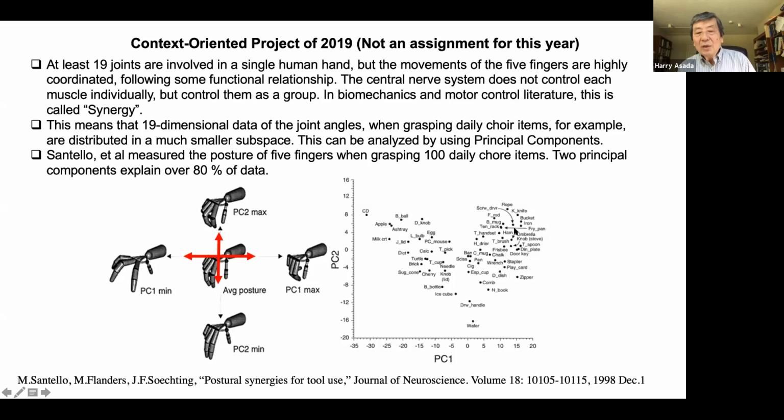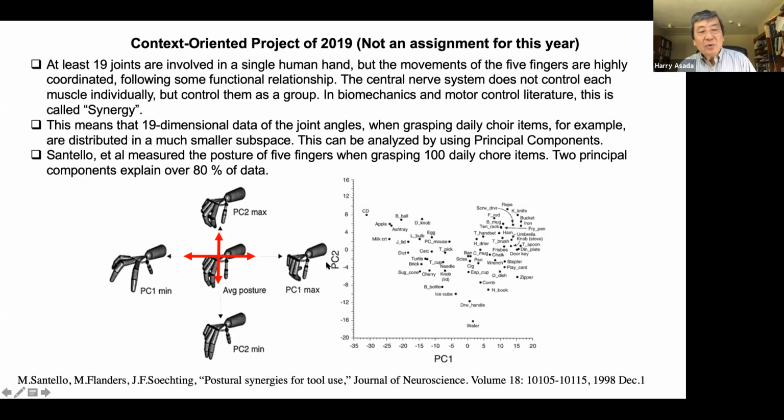Okay, so many different items are grasped by many human subjects, and then they look at the data. They do some mean centering and so forth, and then evaluate the covariance matrix, and then look at the principal components. It turns out that only 2 principal components represent over 85% of the data. And the first component is represented by the eigenvector corresponding to the largest eigenvalue.